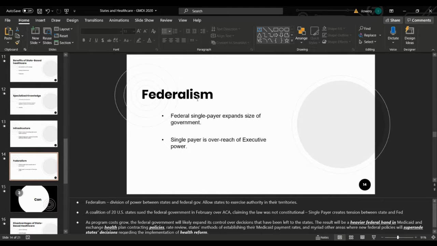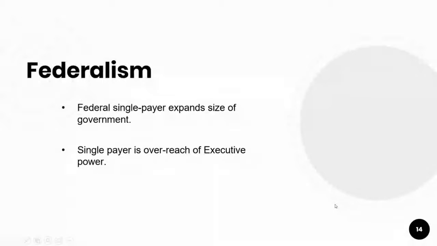So things that you could use as evidence of single payer being an overreach: there's an example of the fact that 20 states sued the federal government over the Affordable Care Act, claiming that it was unconstitutional. Federal insurance programs usually create a division between the state and the federal government. As well, they argue that as that program grows, it could lead to further overreaches and a heavier hand of the federal government.